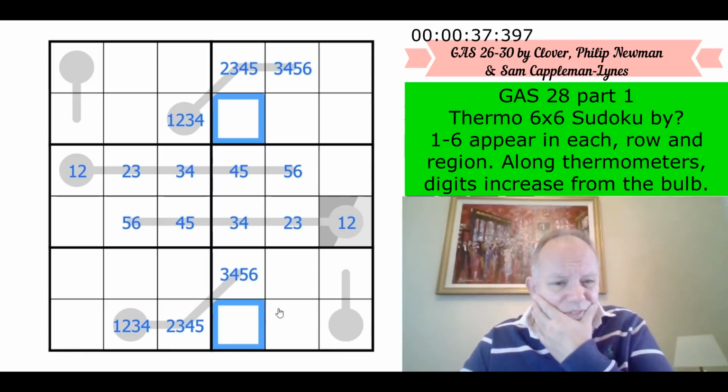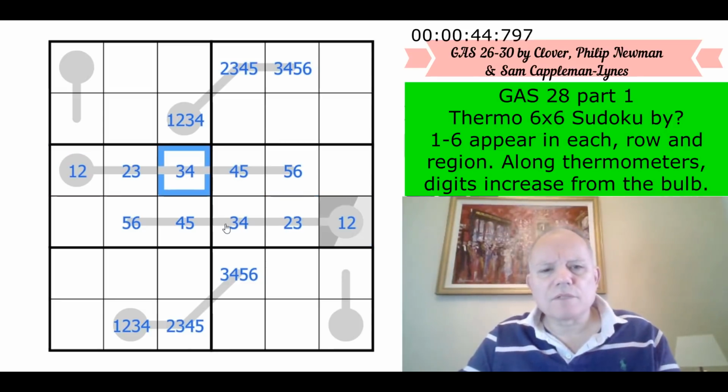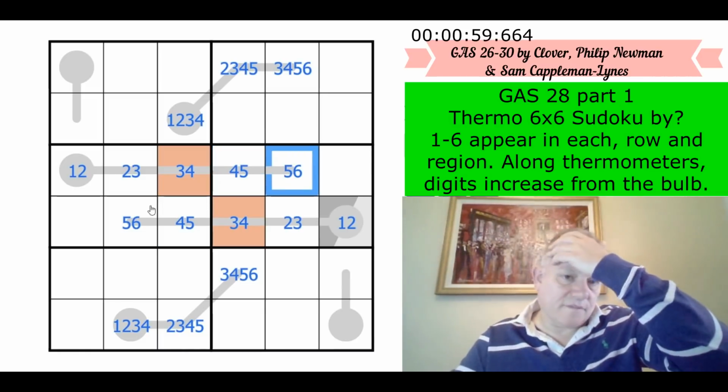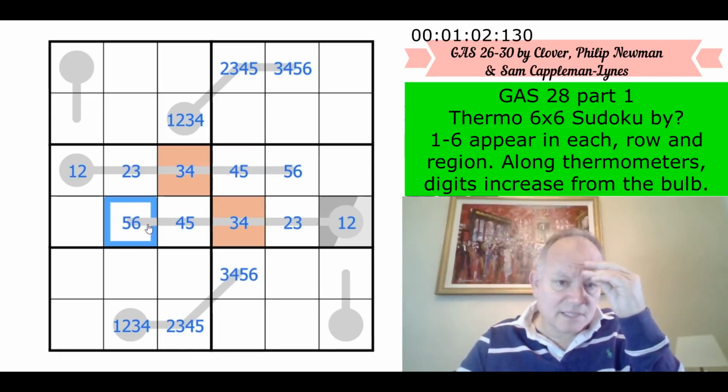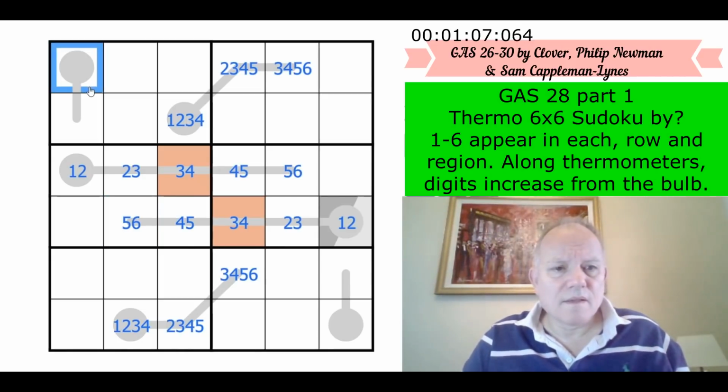1 has to be in one of those cells. That's not interesting. Those are definitely the same as those, so those two are the same as each other. If they were 4s, they would have to be 5s, and they would have to be 6s. I don't see how that helps. These tiny thermos, what can they possibly do for me?